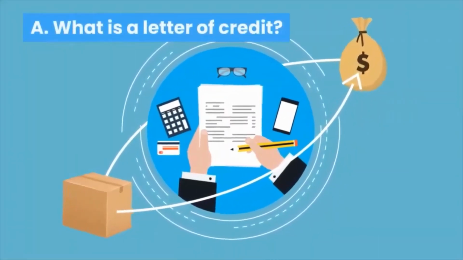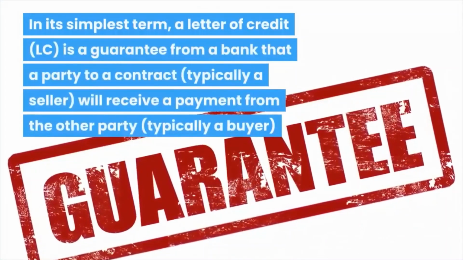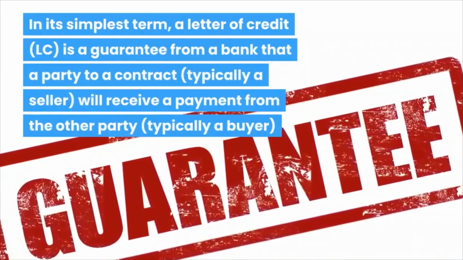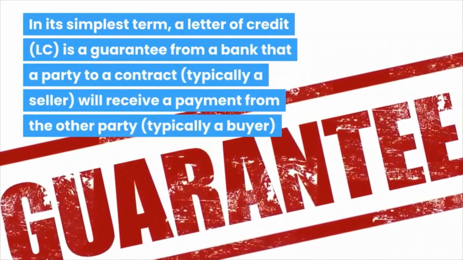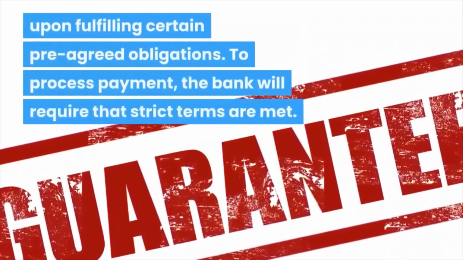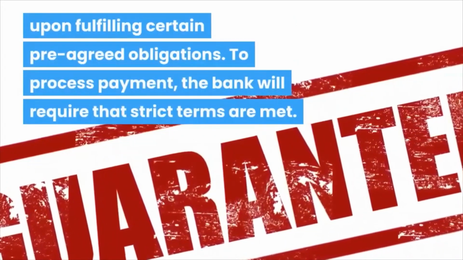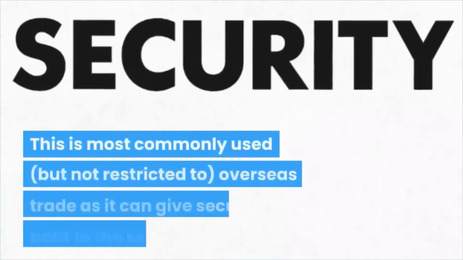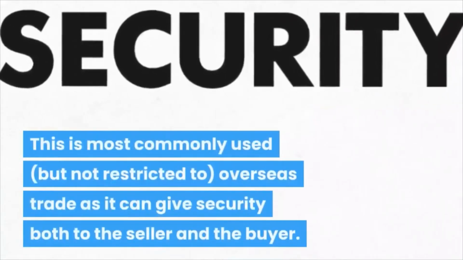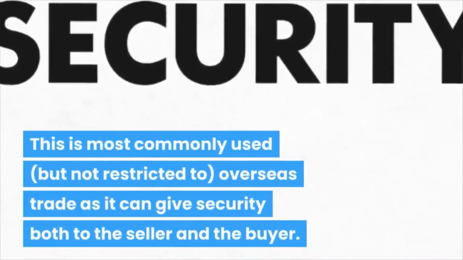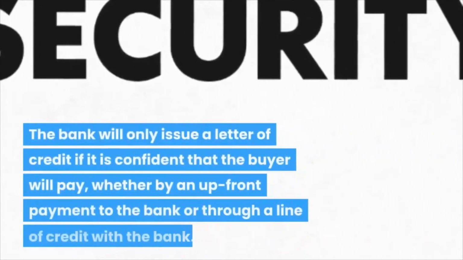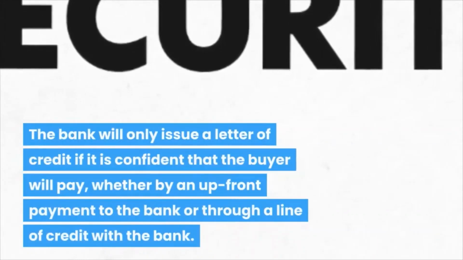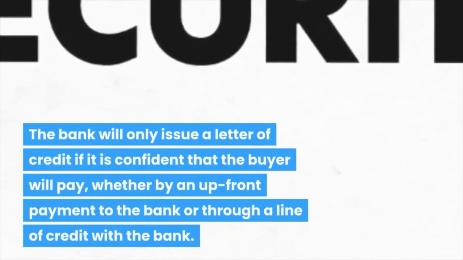What is a letter of credit? In its simplest terms, a letter of credit (LC) is a guarantee from a bank that a party to a contract, typically a seller, will receive a payment from the other party, typically a buyer, upon fulfilling certain pre-agreed obligations. To process payment, the bank will require that strict terms are met. This is most commonly used, but not restricted to, overseas trade, as it can give security both to the seller and the buyer. The bank will only issue a letter of credit if it is confident that the buyer will pay, whether by an upfront payment to the bank or through a line of credit with the bank.